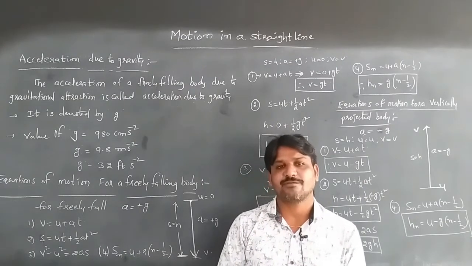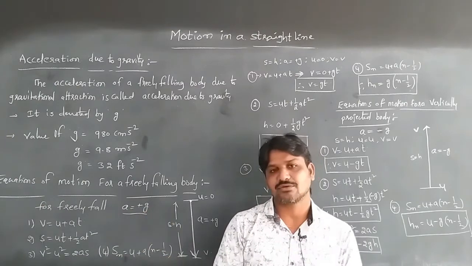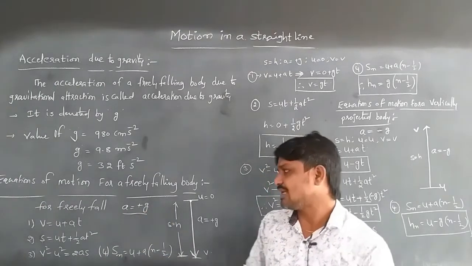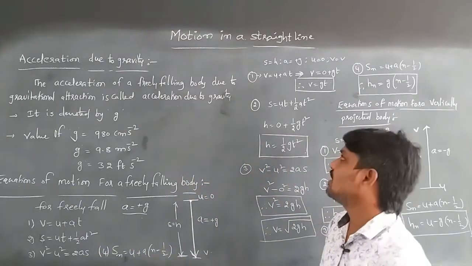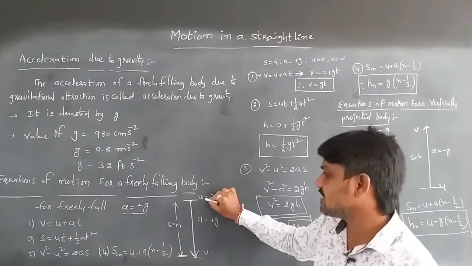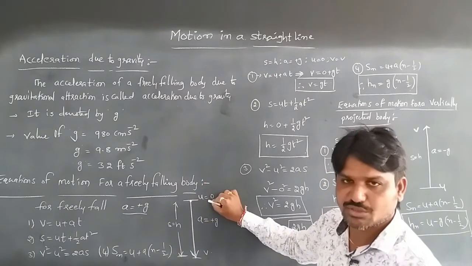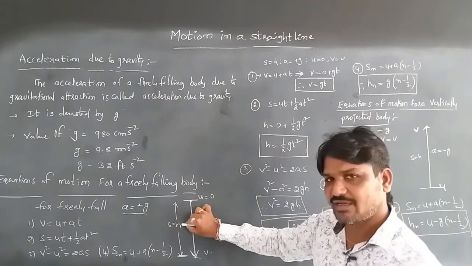In the case of free fall, the acceleration due to gravity will be positive, meaning a is equal to plus g. In that case, we have the four equations of motion. By substituting, whenever the body is falling from a certain height, its initial velocity becomes zero, u is equal to zero, and s, the displacement, is equal to h.